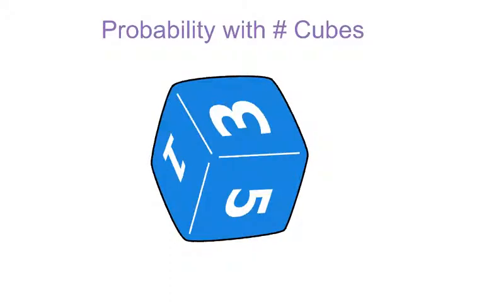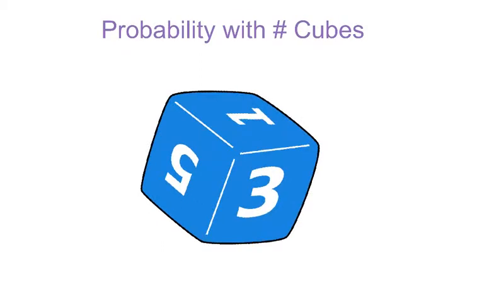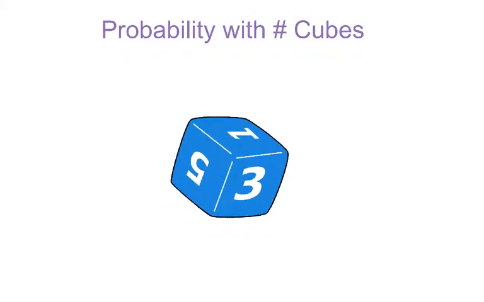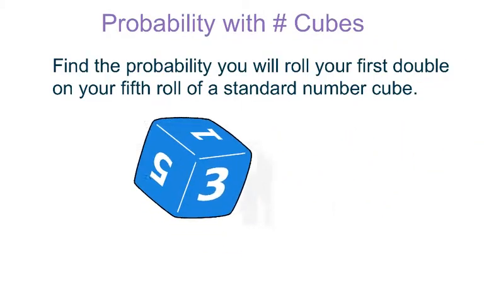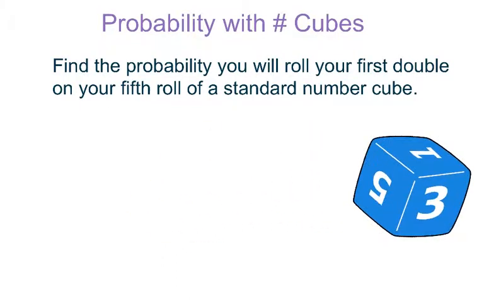All right, probability with a number cube. So there are 6 sides to a cube, so that means we have 6 different outcomes for each roll. So let's try to find the probability you will roll your first double on your 5th roll of this number cube. All right, so we have 5 different fractions we're going to be multiplying here.